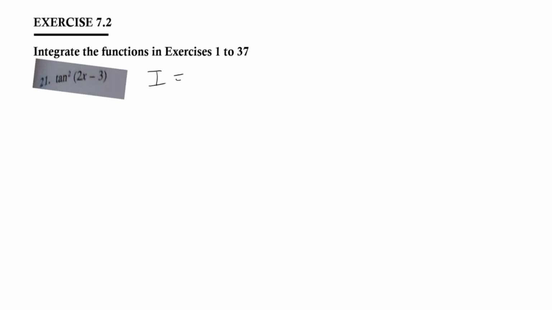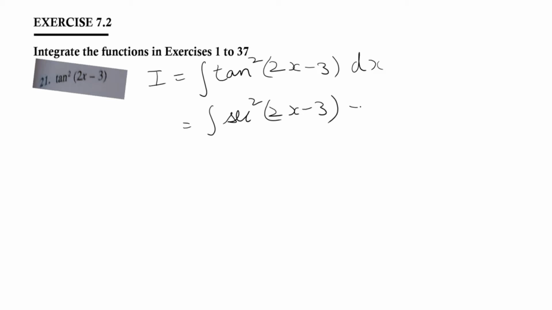Now let us take I is equal to integral tan square 2x minus 3 dx. Here, since we cannot directly integrate this tan square 2x minus 3 dx, we can use the trigonometric identity tan square x is equal to secant square x minus 1. So this tan square 2x minus 3 is equal to secant square 2x minus 3 minus 1, into dx.